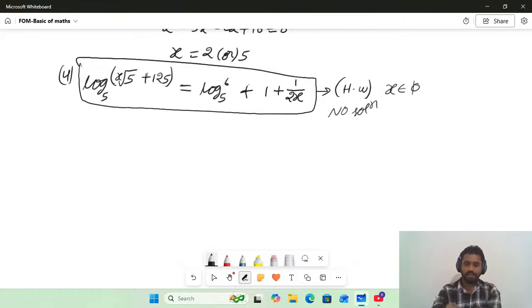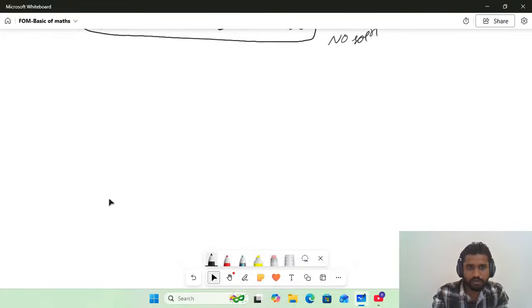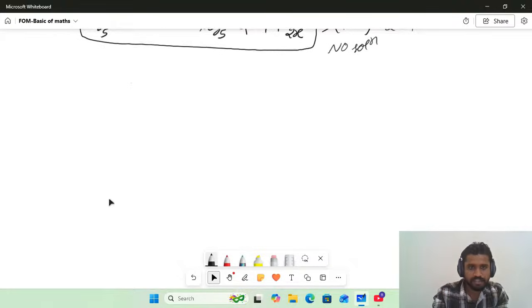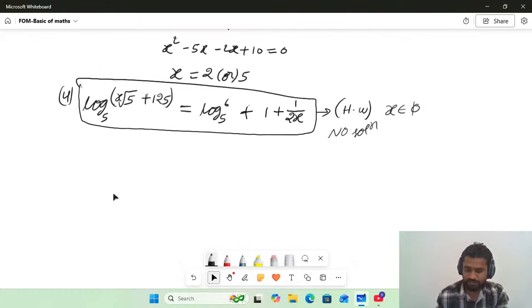Okay, so let us move to the next topic for today's class, which is graph of logarithm and logarithmic inequalities. We need to discuss this in today's class. But before going to the graph of log, let me solve this homework question for you.